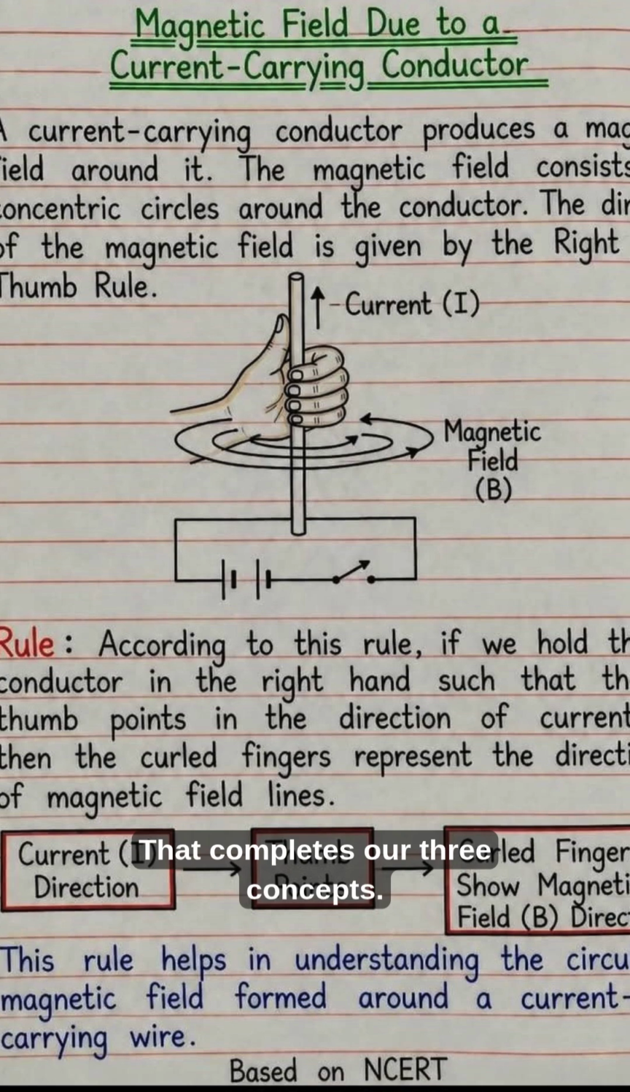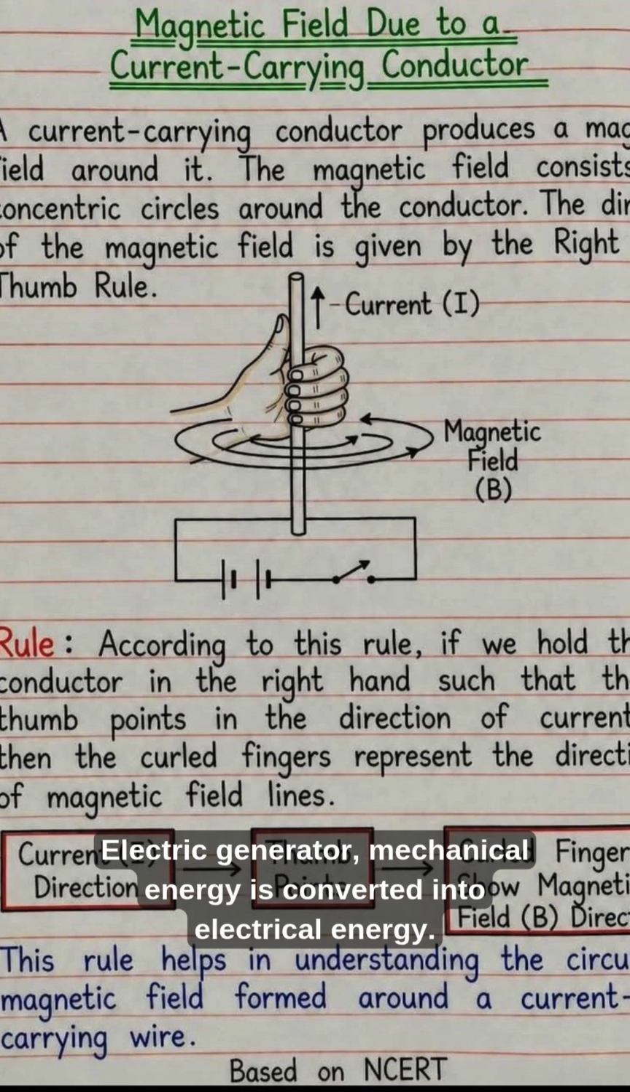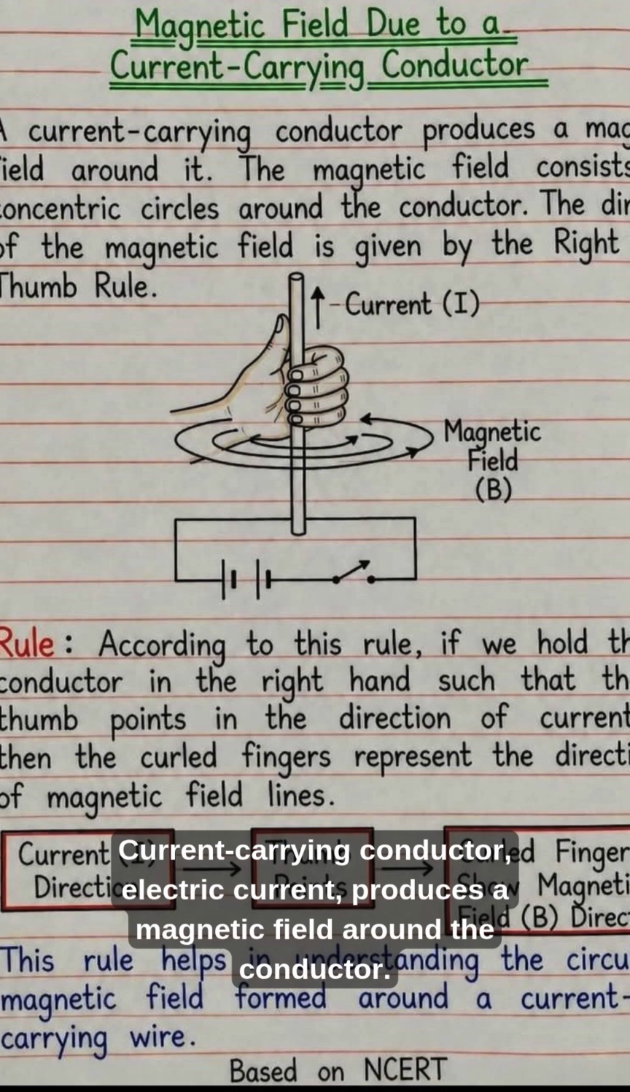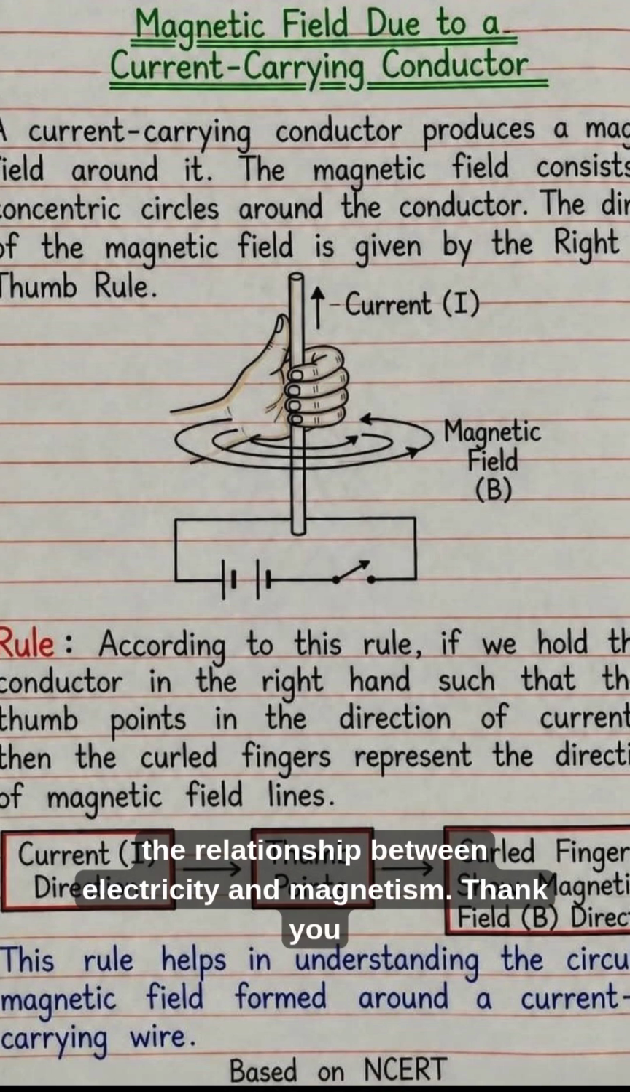That completes our 3 concepts: electric motor, electrical energy is converted into mechanical energy. Electric generator, mechanical energy is converted into electrical energy. Current-carrying conductor, electric current produces a magnetic field around the conductor. These concepts are very important for understanding the relationship between electricity and magnetism.